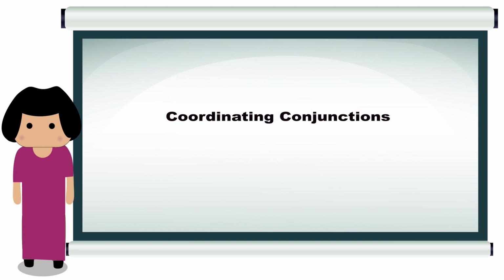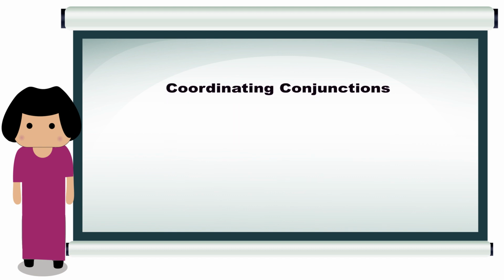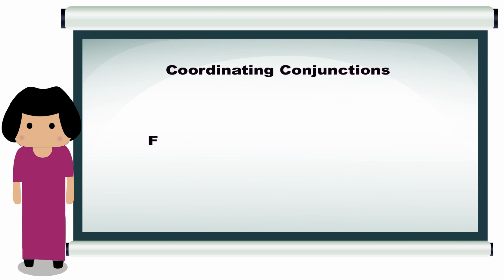What are coordinating conjunctions? We know that there are 7 coordinating conjunctions, and we shorten it as FANBOYS. There is for, and, nor, but, or, yet, and so. Before we see the example of each coordinating conjunction, now let's discuss the function of coordinating conjunction.